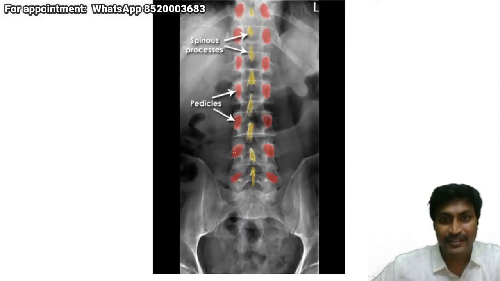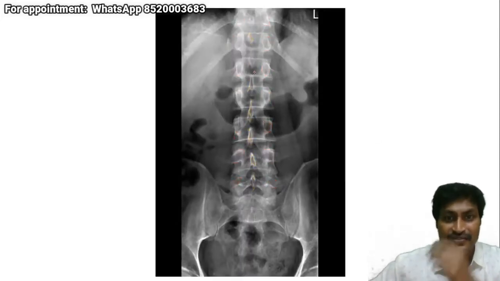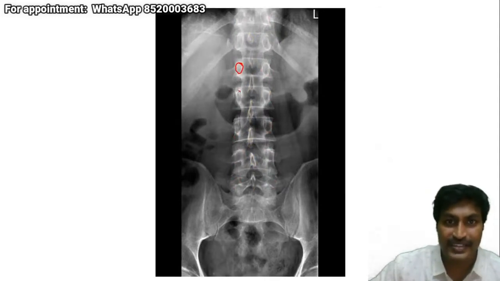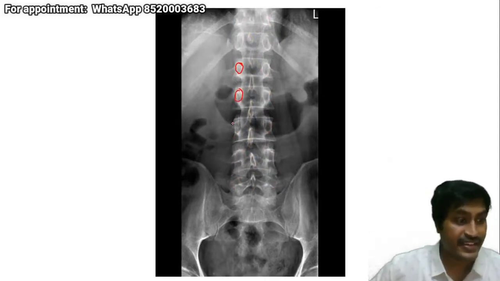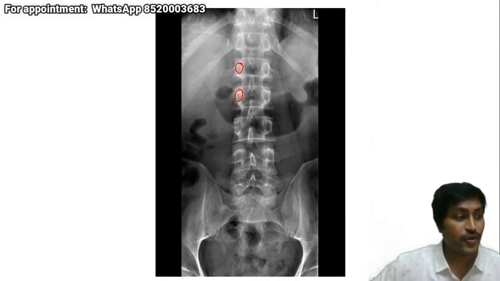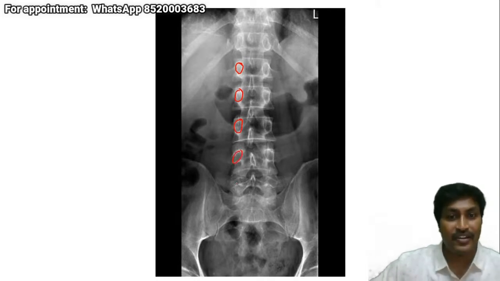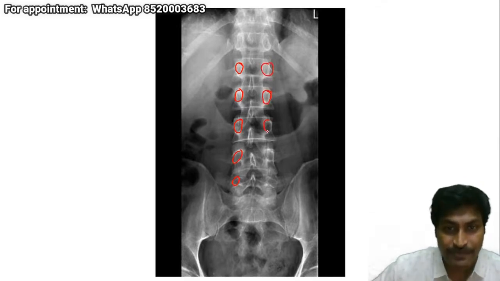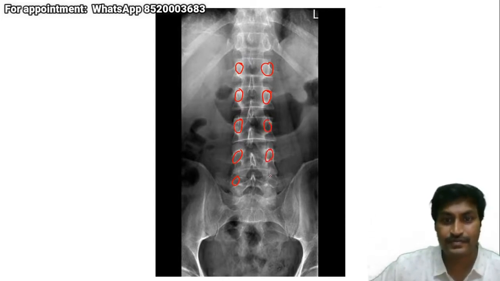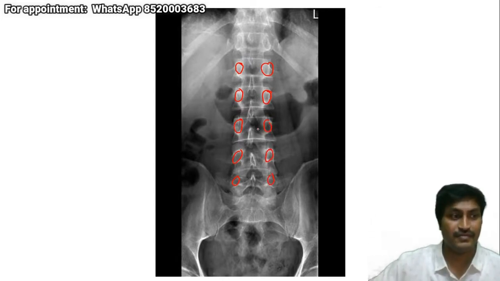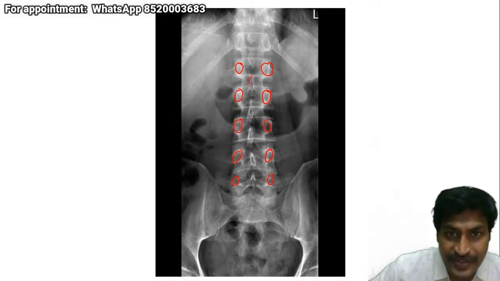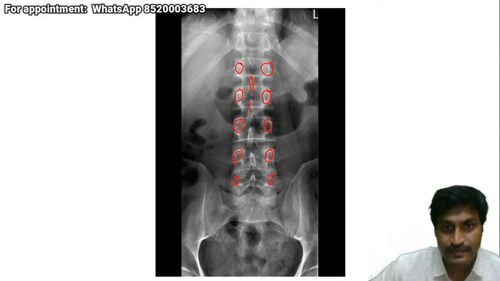So in every level, try to identify the pedicles at each level: pedicle, pedicle. This appears very easy, but you have to practice. So on your screen, try to draw pedicles at each level. I will not hurry up because if you don't understand this one, whatever I teach in my next session will be useless. So take your time, draw the pedicles at each level. Identify the spinous process at each level.